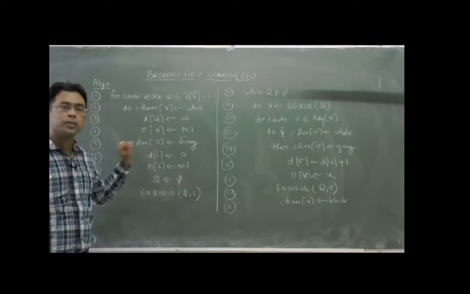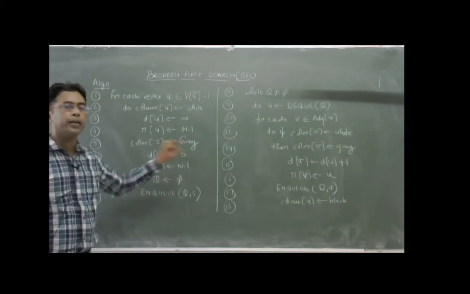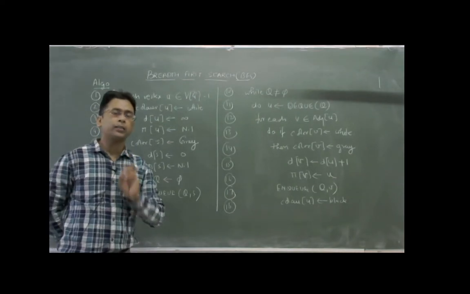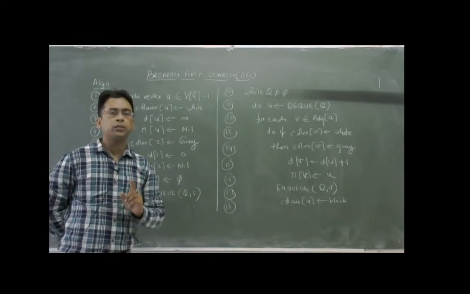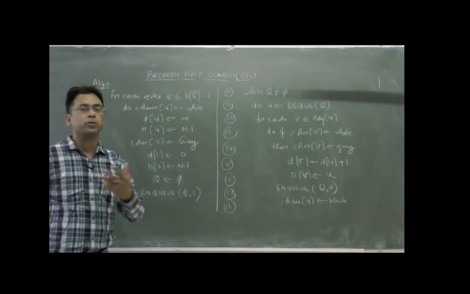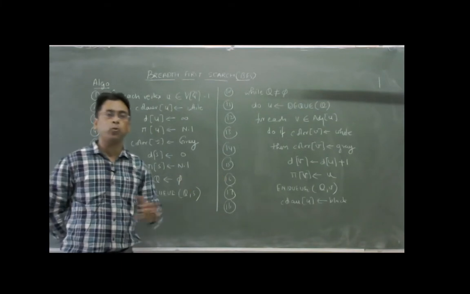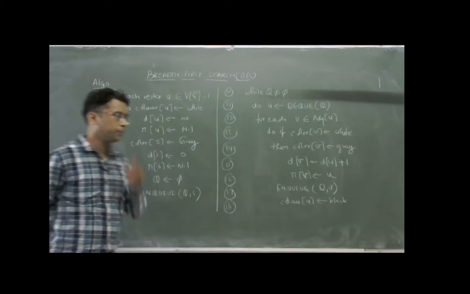Then the vertex that you start from, s, is colored. The starting vertex is colored as a gray node. Here there are three colors. White color means the node is undiscovered. The gray color means the node is being processed. And the color black means the node is completely processed.